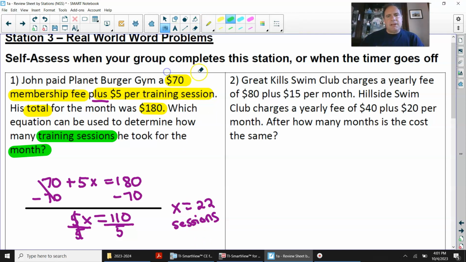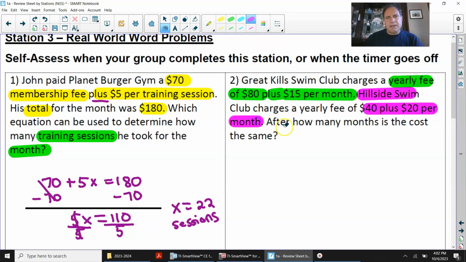Number 2, Great Kills Swim Club charges a yearly fee of $80 plus $15 per month. Hillside Swim Club charges a yearly fee of $40 plus $20 a month. After how many months is the cost the same?